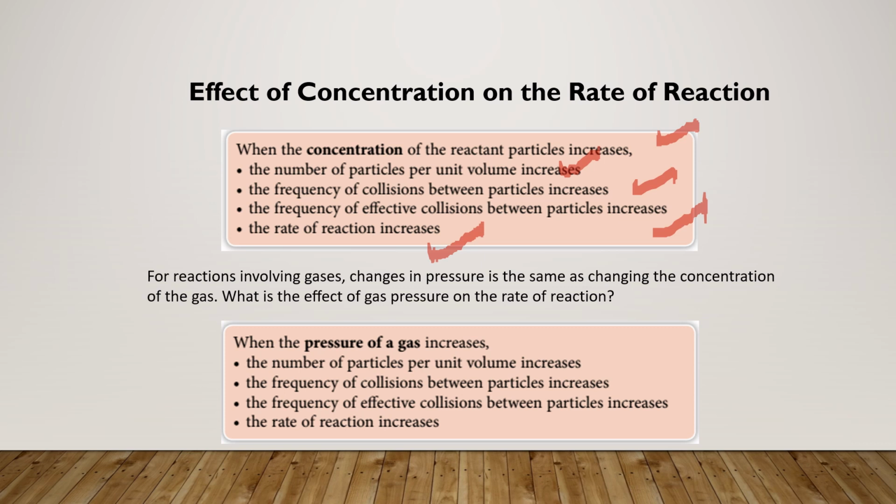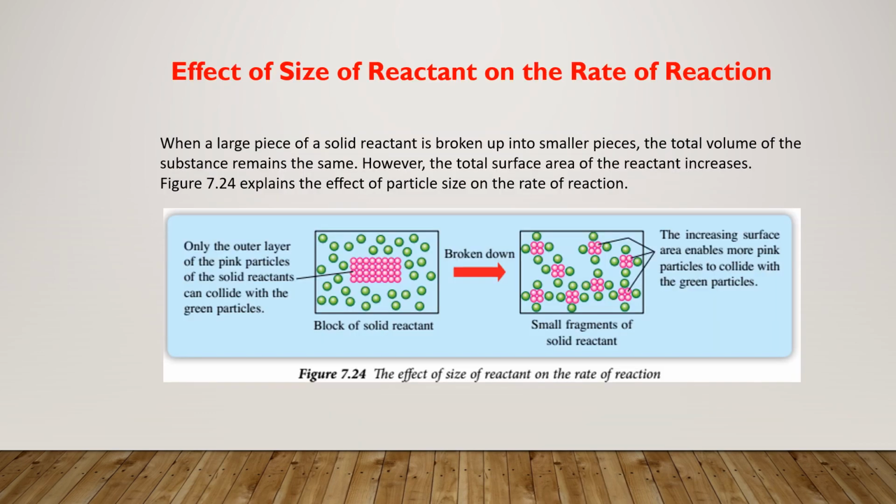The same goes for pressure in reactions involving gases. Changing the pressure is the same as changing the concentration of the gas. So when the pressure of the gas increases, the number of particles per unit volume increases, the frequency of collision between particles increases, and the frequency of effective collision between particles also increases, and lastly, the rate of reaction also increases. And then the effect of size of reactant on the rate of reaction.